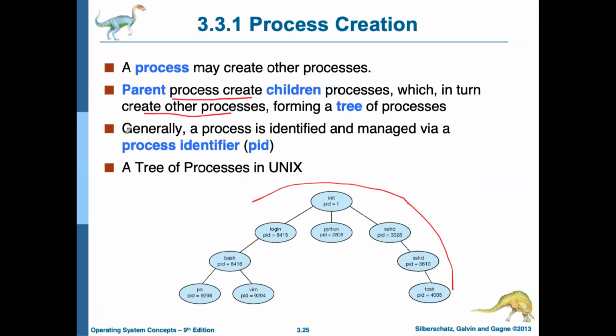Generally a process is identified and managed through a process identifier, or PID. In order to execute that, there is some theory, some algorithm. So a tree of processes in Unix: this is how, in the Unix environment, they represent each of the processes.